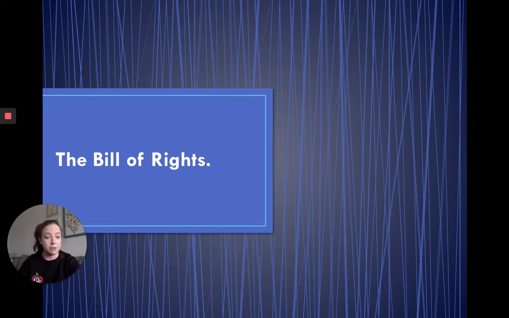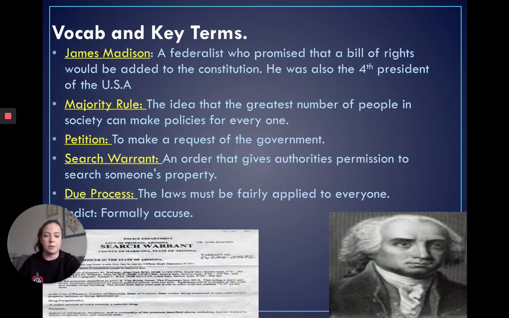And the last really important document is kind of part of the Constitution, which is called the Bill of Rights. A couple of vocab words that we really need to keep in mind with the Bill of Rights are these couple of terms that you'll see on your screen right now. The first one is James Madison. You probably have heard his name come up before. He's often seen as the father of the Constitution.